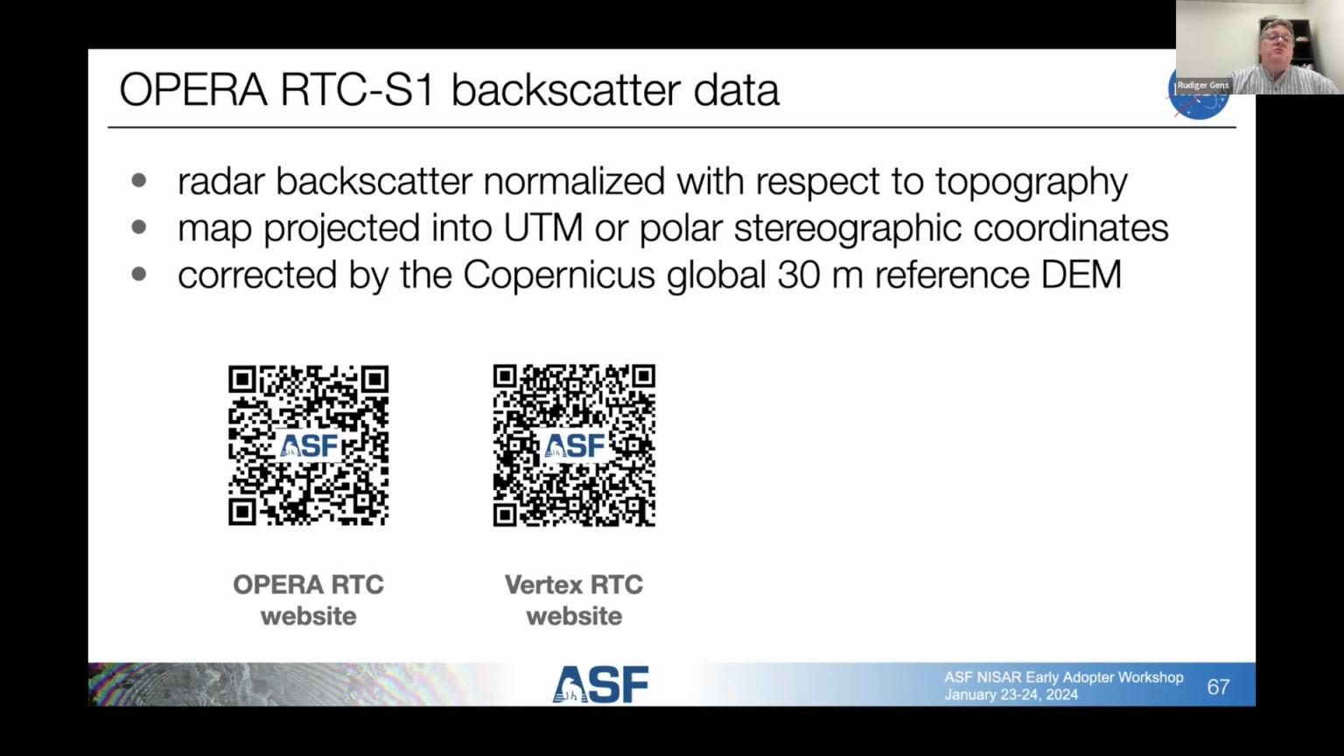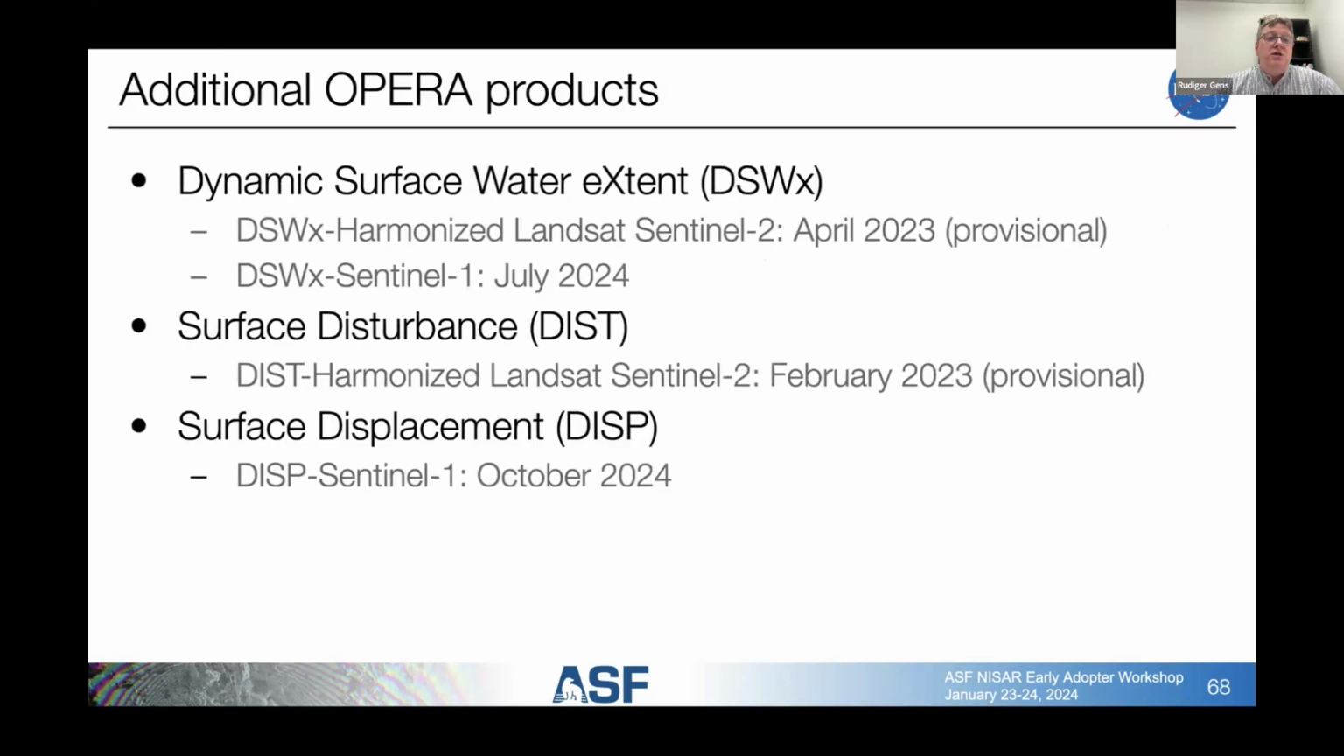And as mentioned before, I think Joshua covered that as well. This data has been corrected using the Copernicus Global 30-meter reference DEM. So this is not using the old SRTM DEM, but the currently available global Copernicus. Same thing over here: there is the OPERA RTC website and the Vertex website. Vertex is something I think Alex will cover in a different tutorial. But these are your starting points to get an idea about the data.